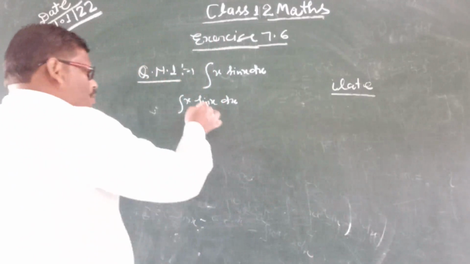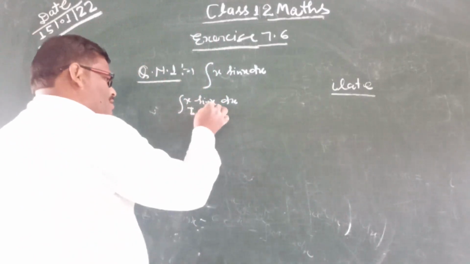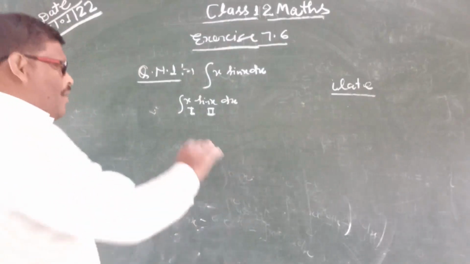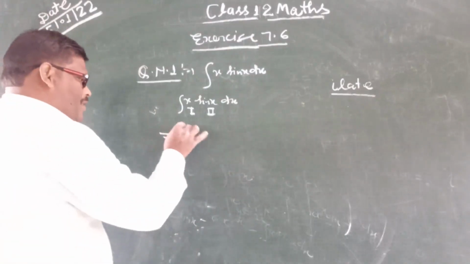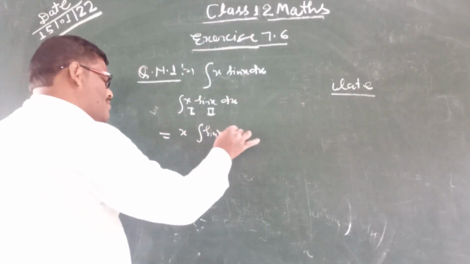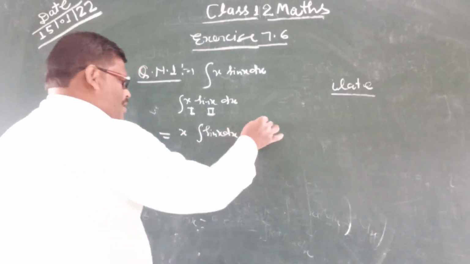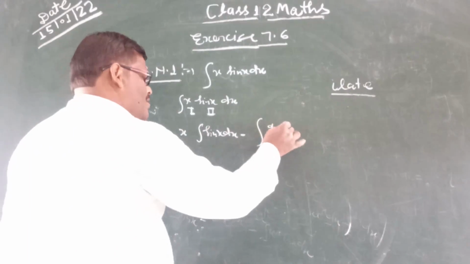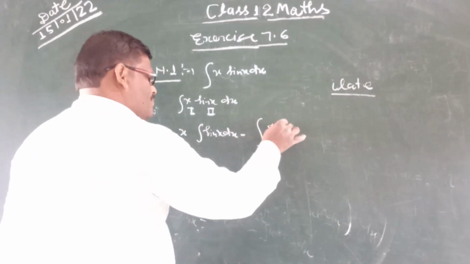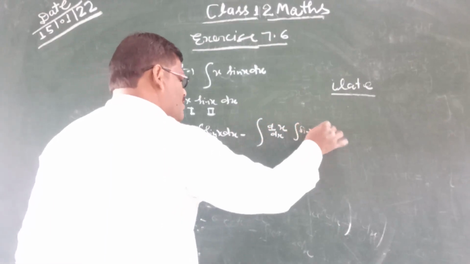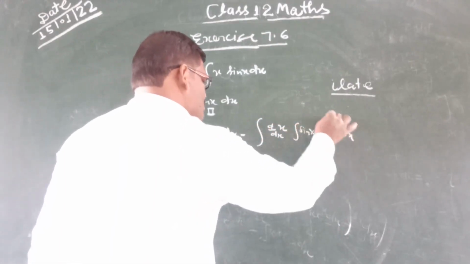Now, by use of integration by parts: first function x times integration of second function sin x dx, minus integration of d by dx of first, that is x, times integral of second, sin x dx, whole dx.